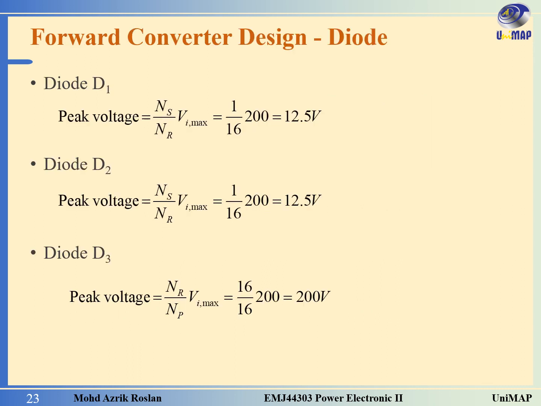And finally, for the diode voltage, the peak voltage for D1 is Ns over Nr multiplied by Vi max, so it is equal to 12.5. The same for diode 2, 12.5. And for diode 3, it is Nr over Np multiplied by Vi max, so you will get 200 volt for D3. Okay, so that's all for the inverter design lecture and example.